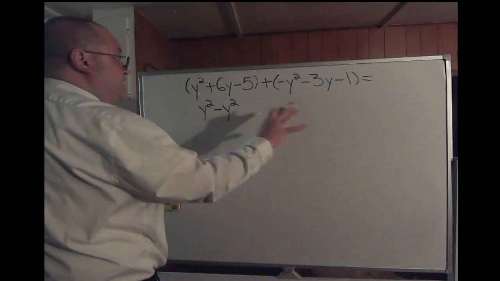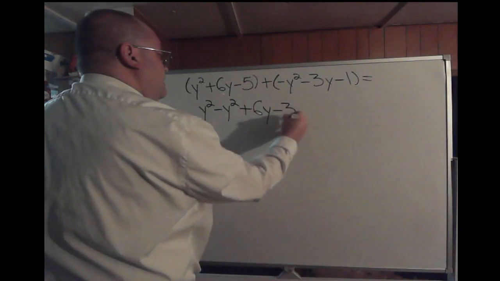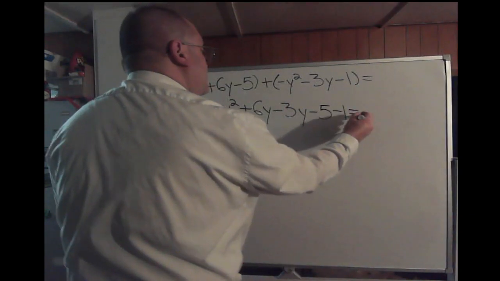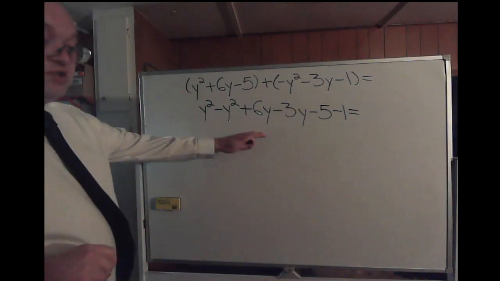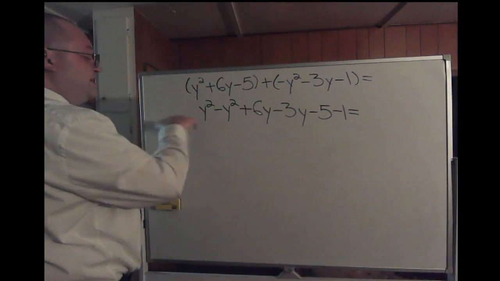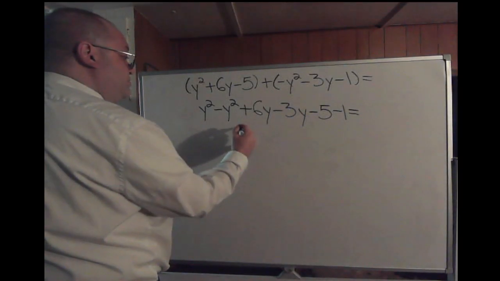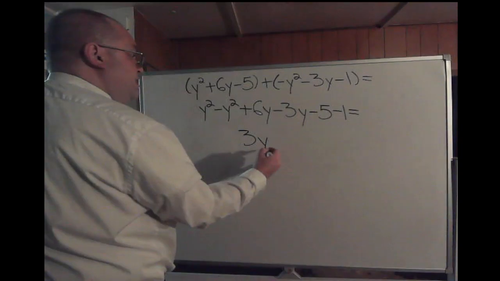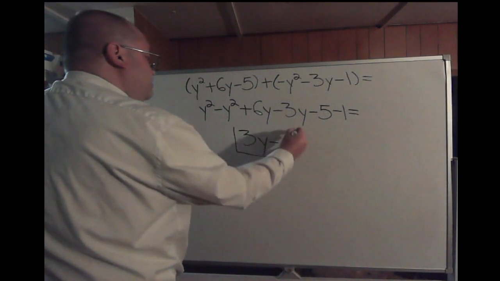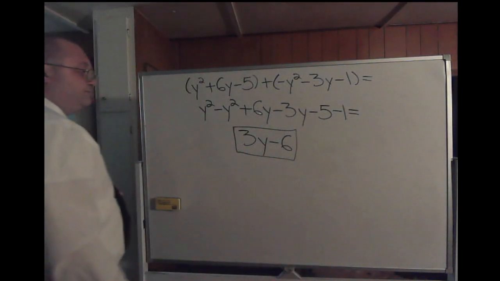We've dealt with the y squared. Now we have plus 6y minus 3y. Now we have minus 5 minus 1. Okay? We've grouped the like terms together, which always helps you in these problems. So now you have y squared minus y squared. That's 0. Y squared's gone. Bye-bye. Now we have 6y minus 3y. That'd be 3y. Then you have minus 5 minus 1, that'd be minus 6. So the answer you should get for this should be 3y minus 6, because the y squared's history.